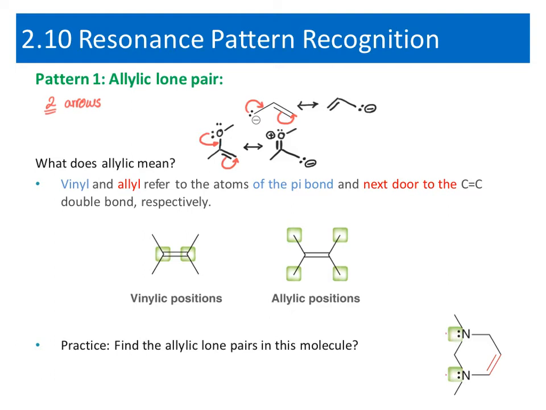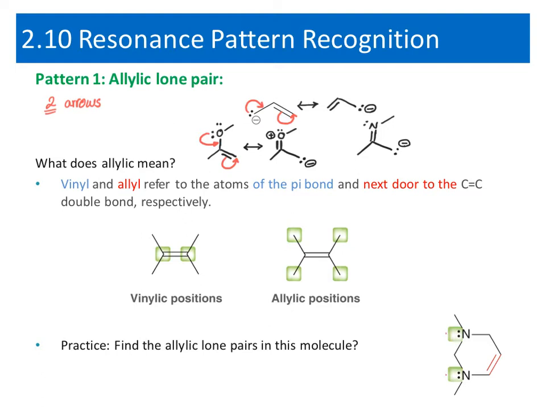Another example we can work on is this molecule. If you look at this one, we have a carbon-nitrogen double bond. We don't have a carbon-carbon double bond. The allylic position makes sense when you only have a carbon-carbon double bond. However, for our purpose, this molecule follows the allylic lone pair pattern.